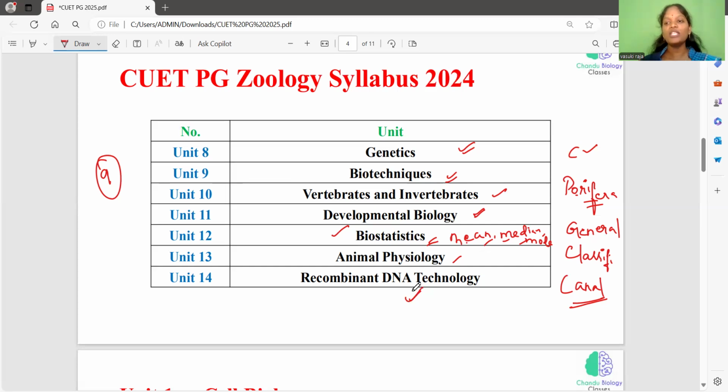And after that, what is foreign DNA? What is donor DNA? What is the recipient DNA? And as a result of this technique, what are we supposed to get? And what are all the applications of this particular recombinant DNA technology? So all these things will be covered under recombinant DNA technology.